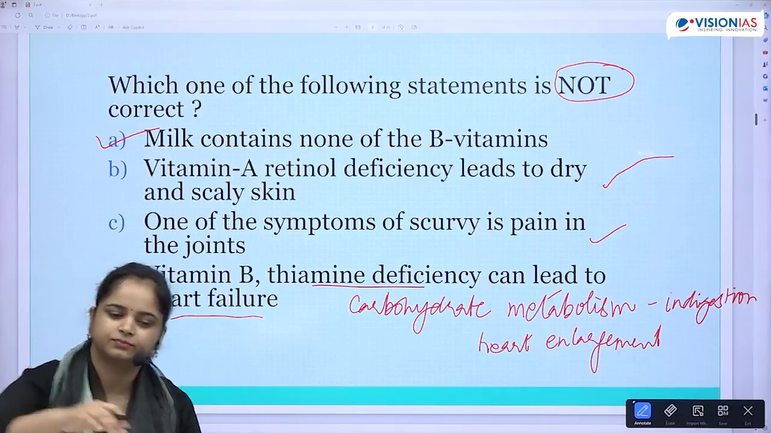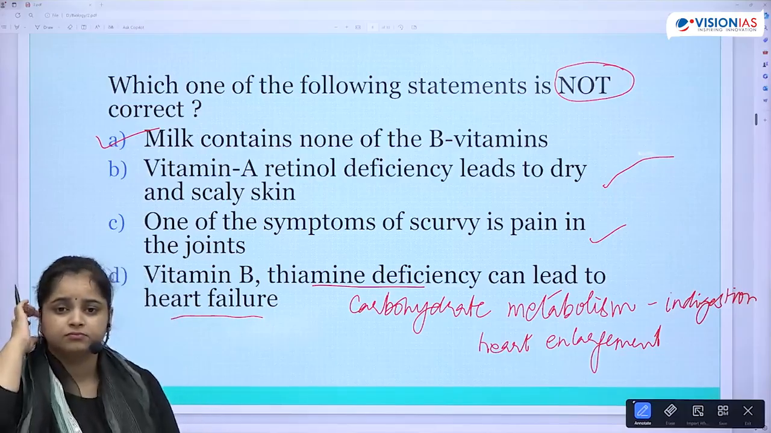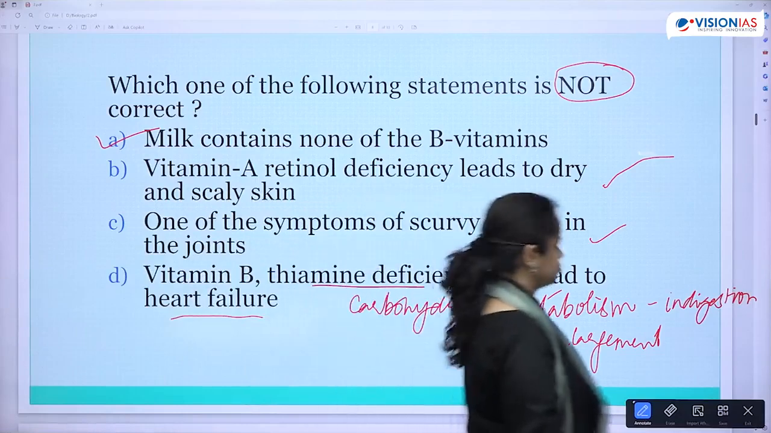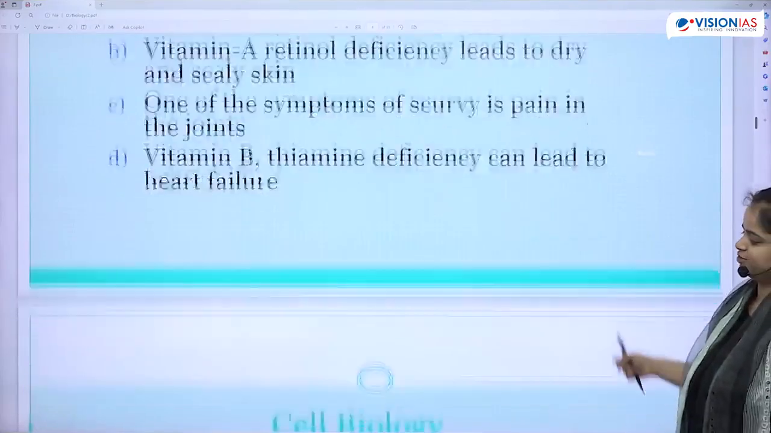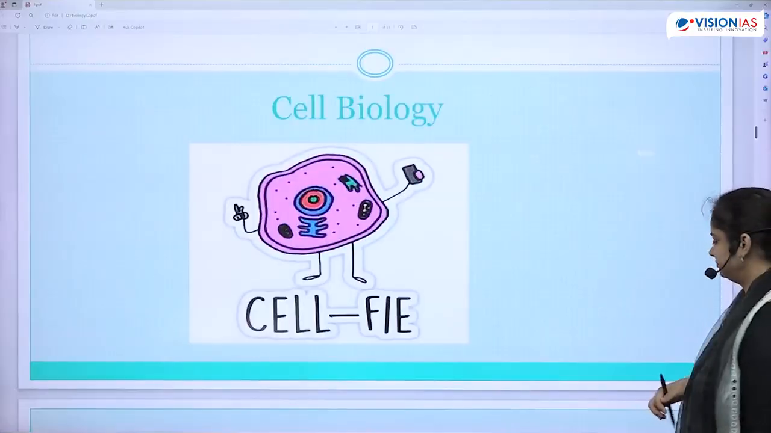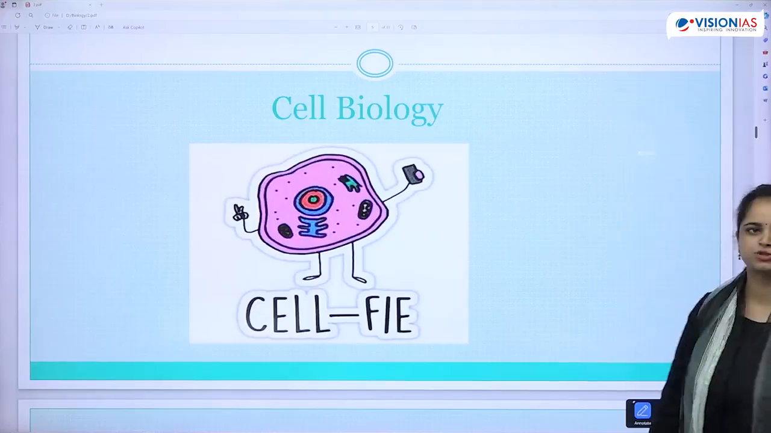Okay. So with this, we complete our discussion on the food and nutrition topic, and we will go to the next topic, which is cell biology. This is going to be a little bit more biology than the first topic.